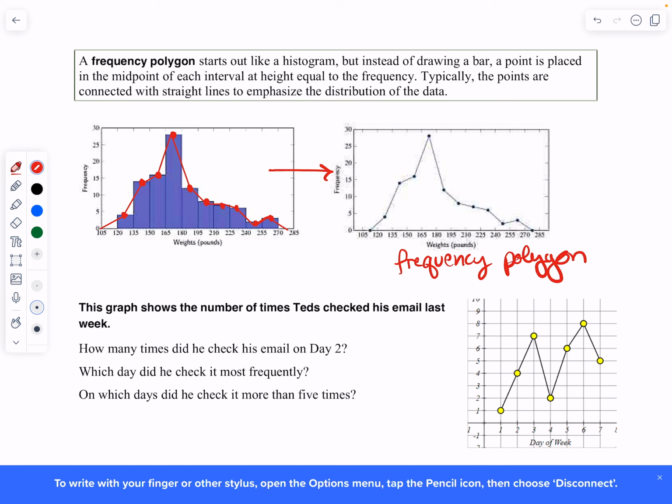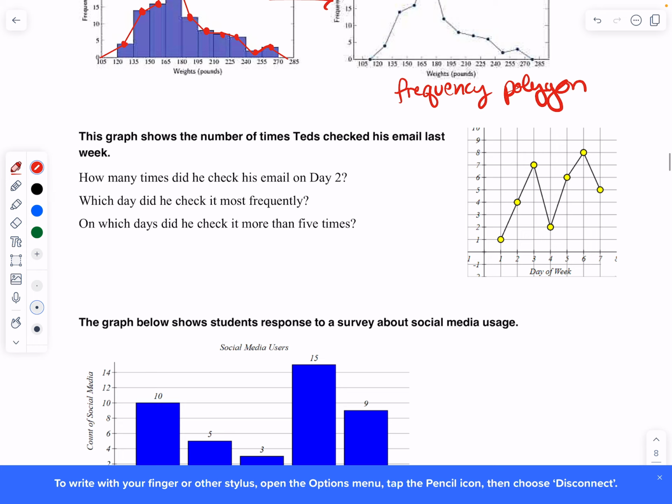Okay. All right, so let's look at the frequency polygon. This graph shows the number of times Ted checked his email last week. How many times did he check his email on day 2? Okay, so if I want to find out that, I go to day 2 and I find the frequency. So the frequency on day 2 is 4. So let's go ahead and put that in there, 4. So he checked his email 4 times on day 2. So let me erase that and we'll do the next one. Which day did he check it most frequently?